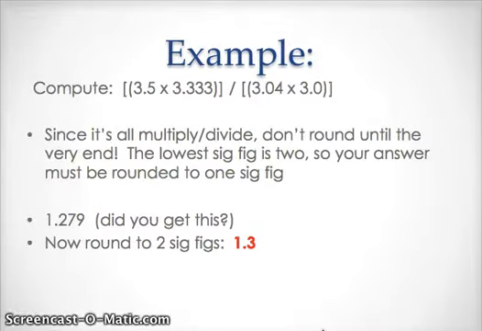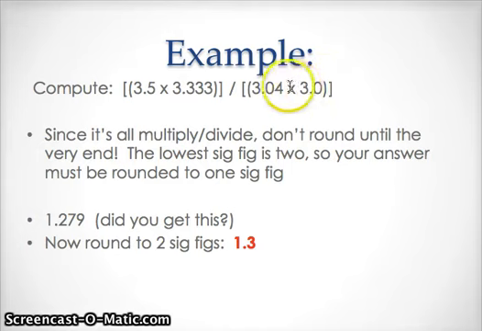So it says compute. Compute means to calculate. Here we're being asked to multiply and then divide by the multiplication of these two numbers. So again, you have to do what's in parentheses first. So you multiply these two numbers, you get an answer, divided by the product of these two answers. Since it's all multiplication and division, you don't have to round until the very end. So this times this gives you some number divided by 3.04, hit equals, and then divide by 3 again, and then hit equals.